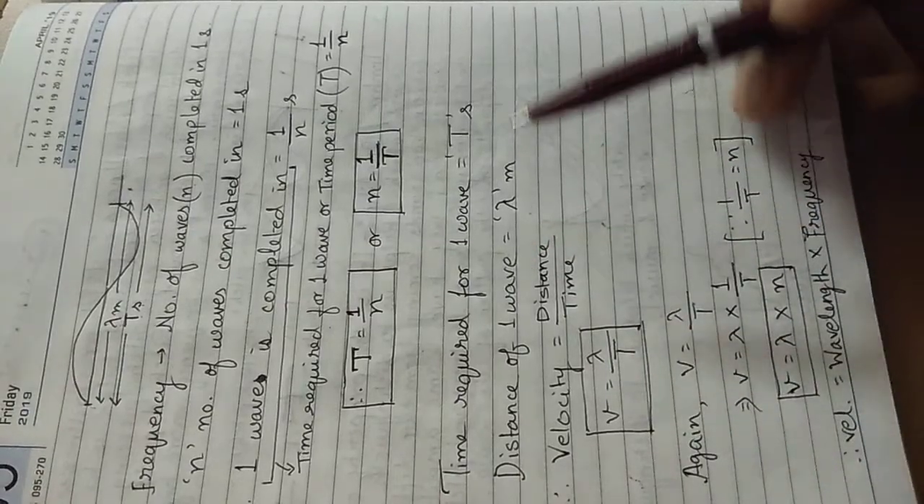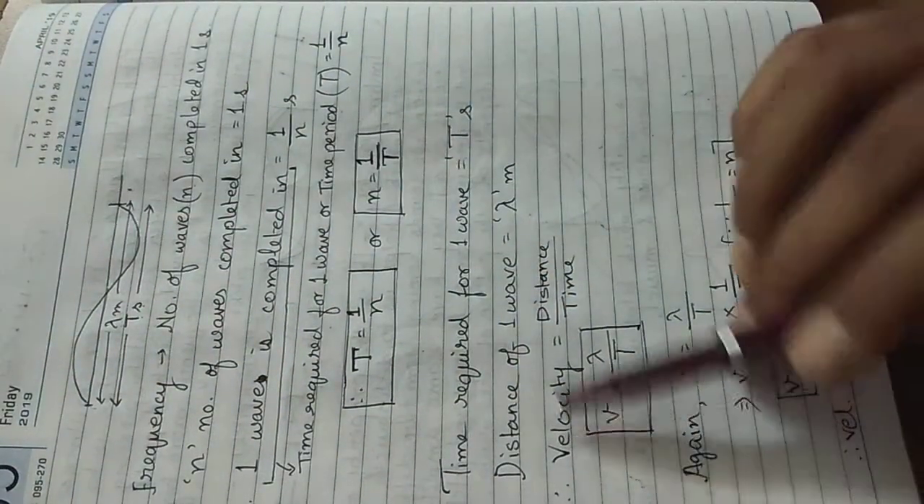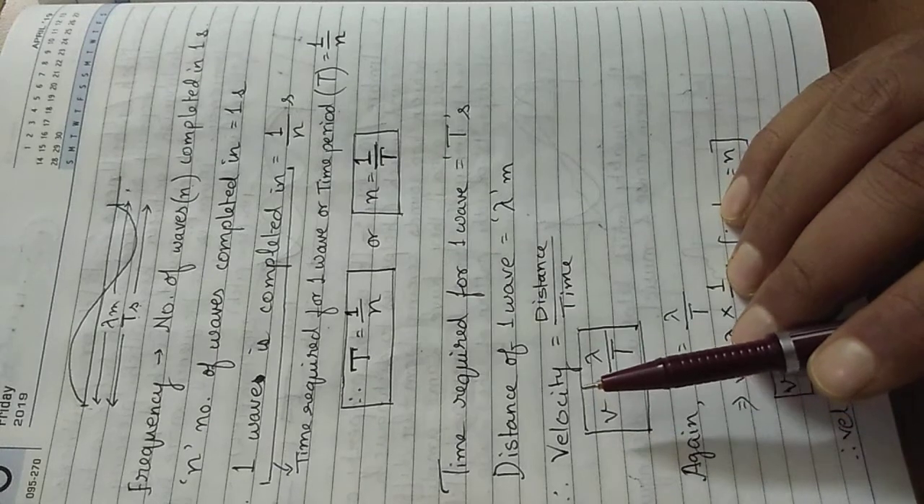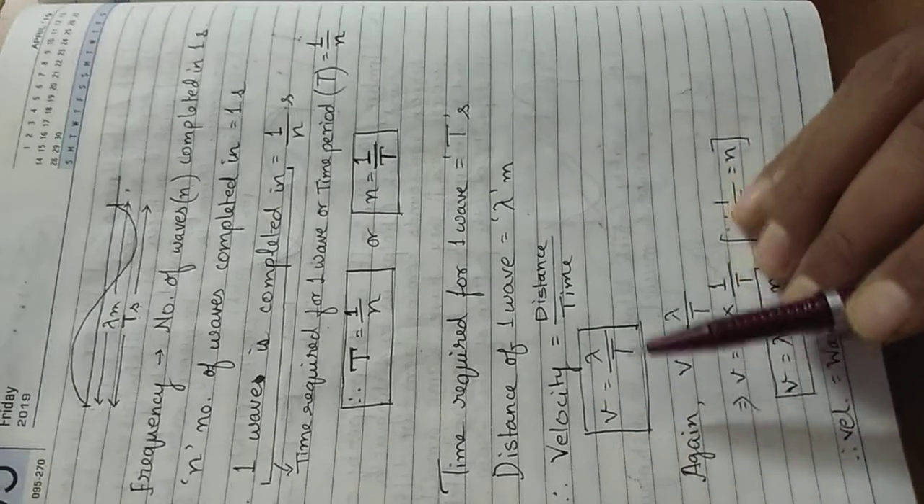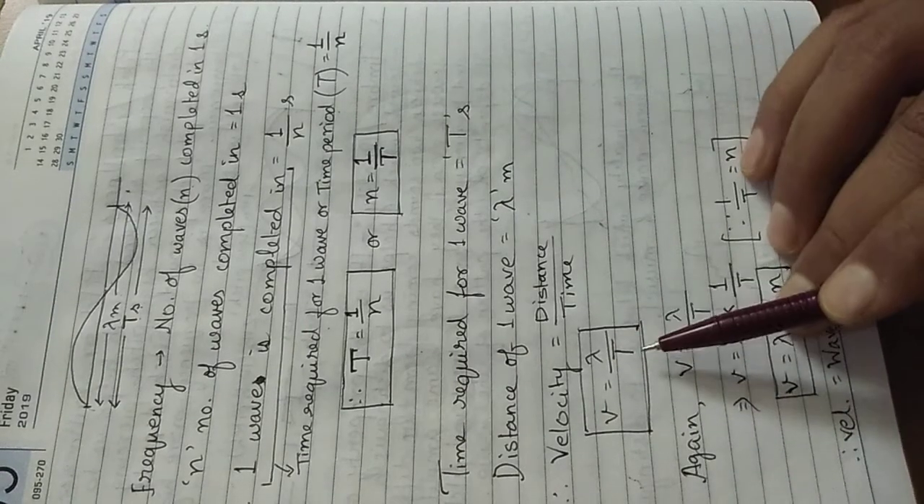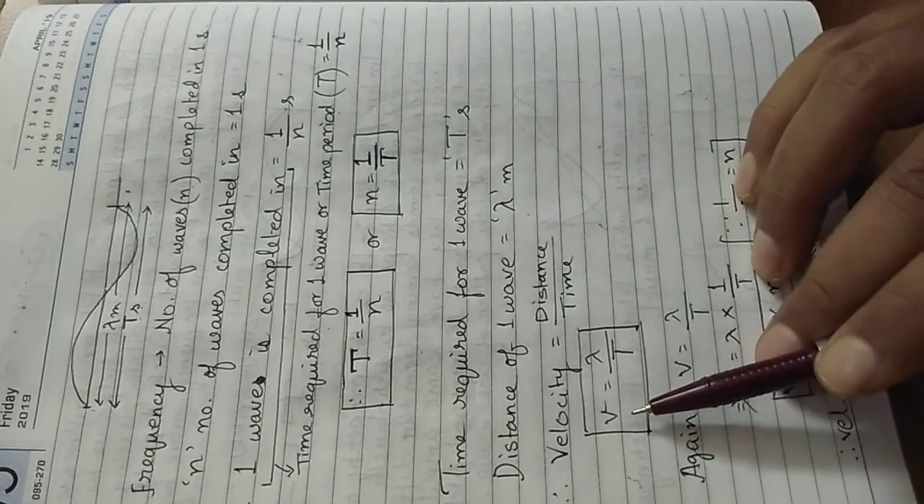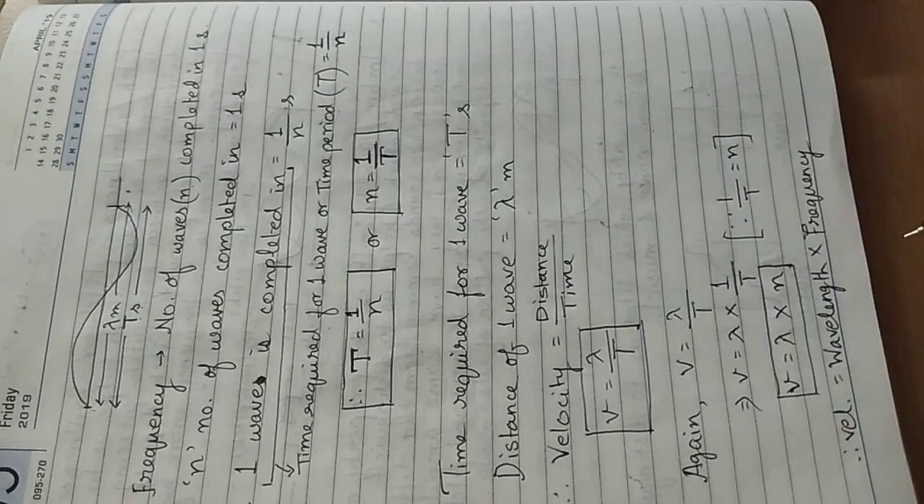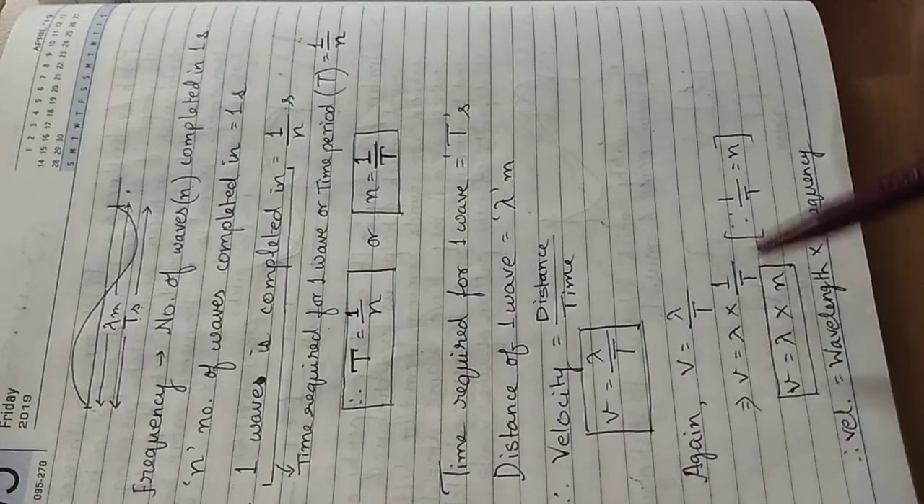Now we come to the next formula. The time required for one wave, I told you, is T seconds. The distance of one wave, how much? Lambda meter. So what is the definition of velocity? Distance by time. So what is the distance here? Distance is lambda meter and time is capital T seconds. So V is equal to lambda by T. So this can be your one equation, and another equation is there.